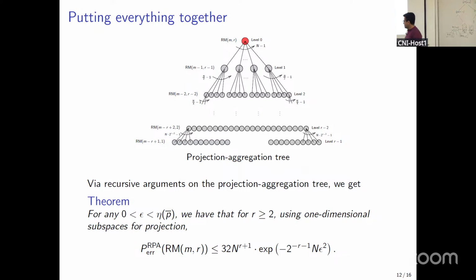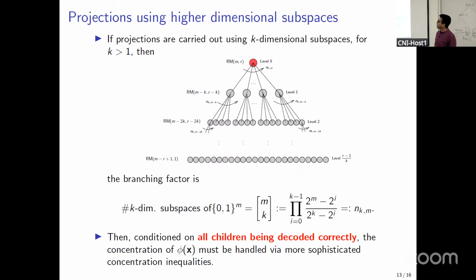So where does this eta of p expression come from? It comes right from the base case. In order to establish the success of your first order RM decoder, you require good separation of these two quantities that you see here, and that is exactly where you have this constraint on epsilon. No other constraint on epsilon features anywhere else. Fine, so that's all the technical details of this talk.